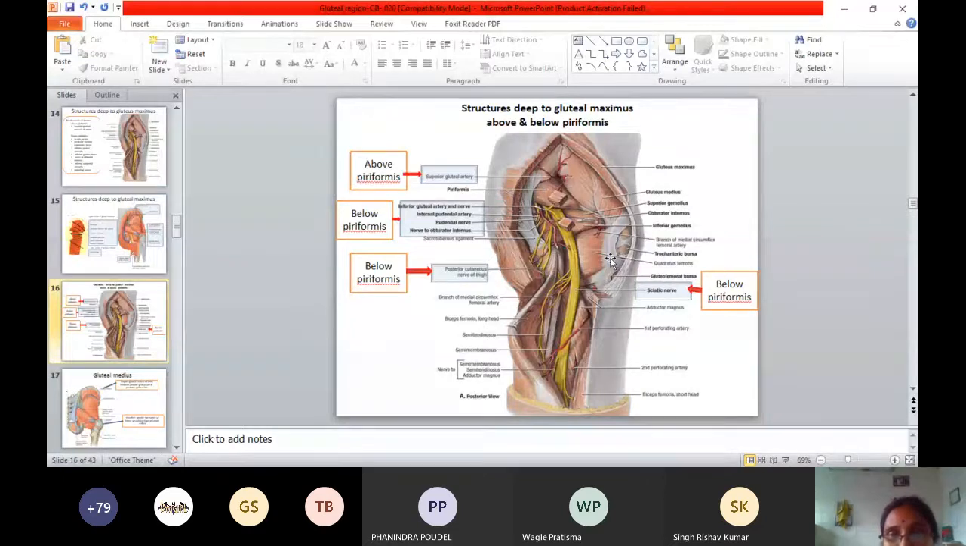Now in this picture also I'll elaborate. This is piriformis. Above the piriformis, what is the name of this artery? Superior gluteal artery. Along with this artery, what other structures lie here? Superior gluteal vein and superior gluteal nerve. Then below the piriformis, what are the structures here? The thickest nerve here is the sciatic nerve. Adjacent to the sciatic nerve, this is the posterior cutaneous nerve of thigh. And this artery that you see is the inferior gluteal artery. Along with the artery, there is a vein, the inferior gluteal vein, but not shown in this picture.